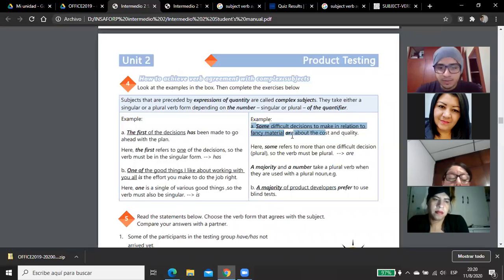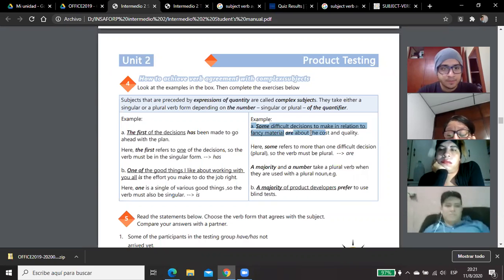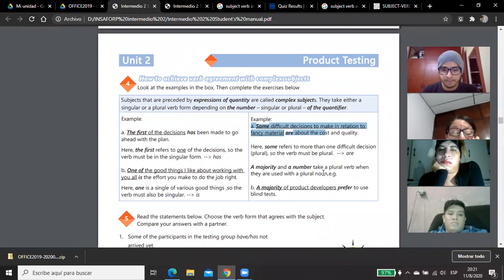"Some difficult decisions to make in relation to fencing material are about the cost and quality." Okay, great. Some difficult decisions. Now, can you tell us why we say some are instead of some is? Because they are plural, right? Some refers to more than one. Yes, they are plural, just like you said. Good. Very good. So a majority and a number take a plural verb when they are used with a plural noun.